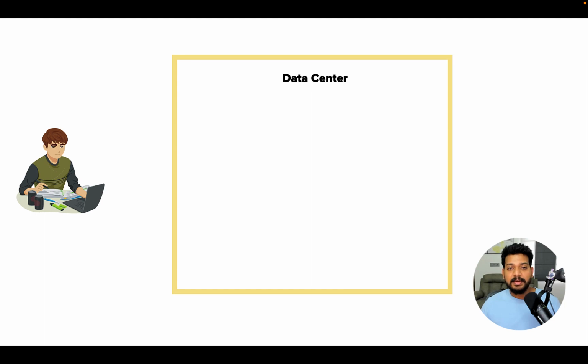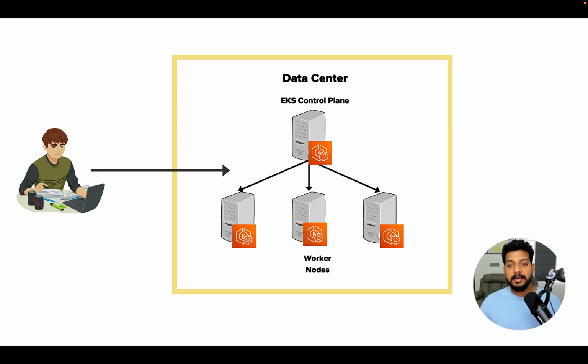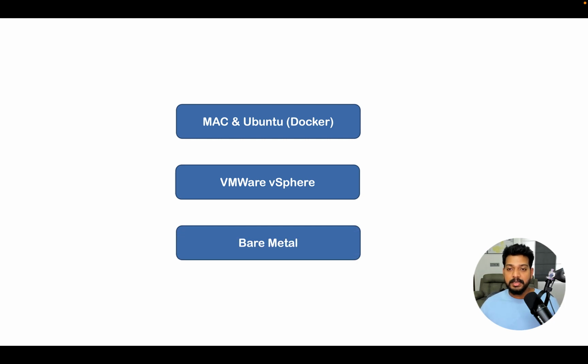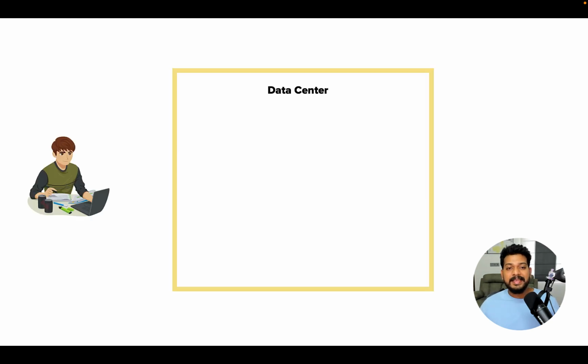EKS Anywhere is a feature that lets you operate EKS Kubernetes clusters in on-premise environments, meaning the control plane and the worker nodes are managed and controlled by you, and are optimized for AWS. In terms of provisioning, EKS Anywhere currently supports Mac and Ubuntu for local development clusters and VMware vSphere and bare metal servers for production setup. You can use EKSCTL, the EKS command line utility, to deploy the EKS Anywhere cluster in your data center.